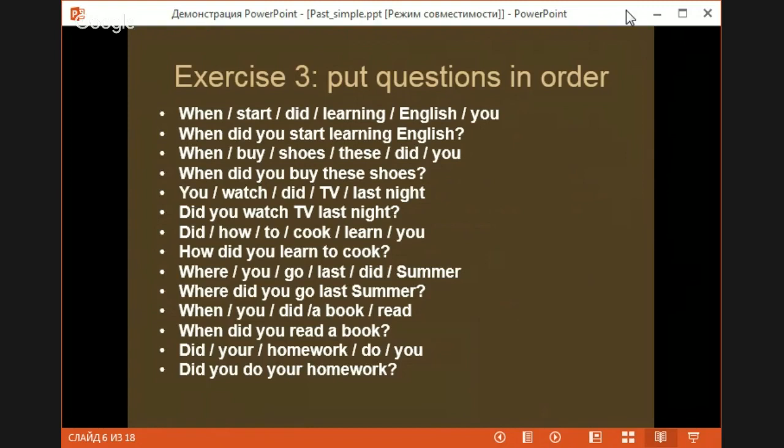French shoes. Olya, did you watch TV last night? I'm afraid I didn't. I don't even have a TV at home. Oh, that's a pity. Your life is boring. How did you learn to cook, Oksana?